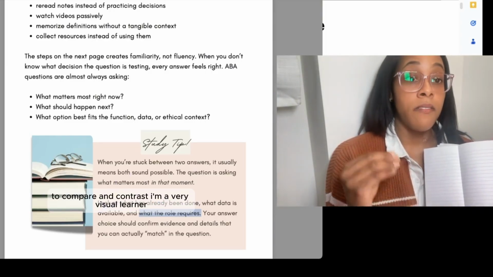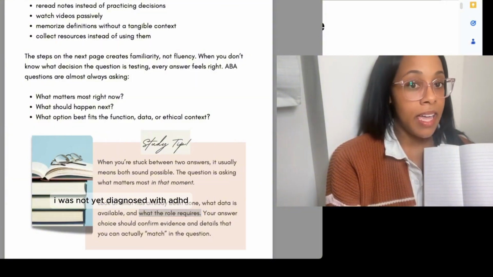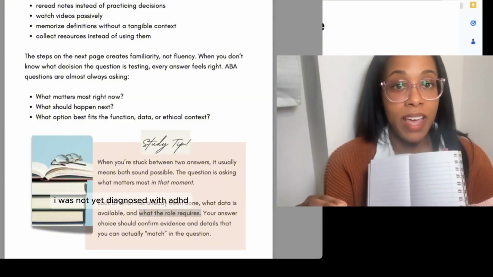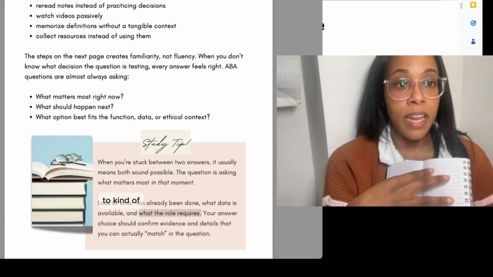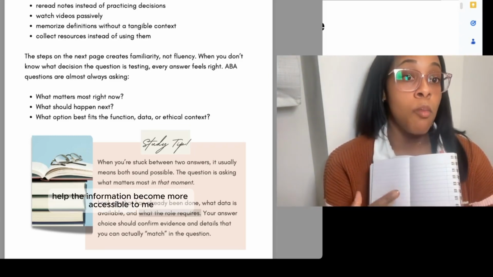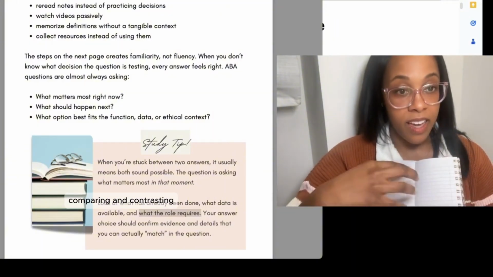I'm a very visual learner. When I was in grad school, I was not yet diagnosed with ADHD, and I constantly found myself doing things like that to help the information become more accessible to me. Literally writing it down, comparing and contrasting.